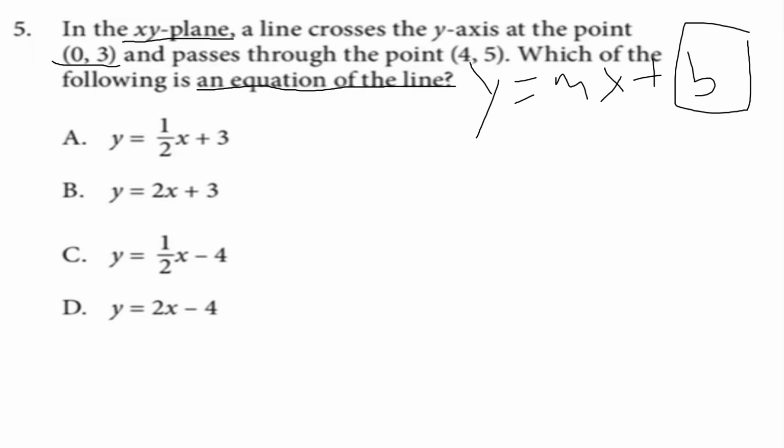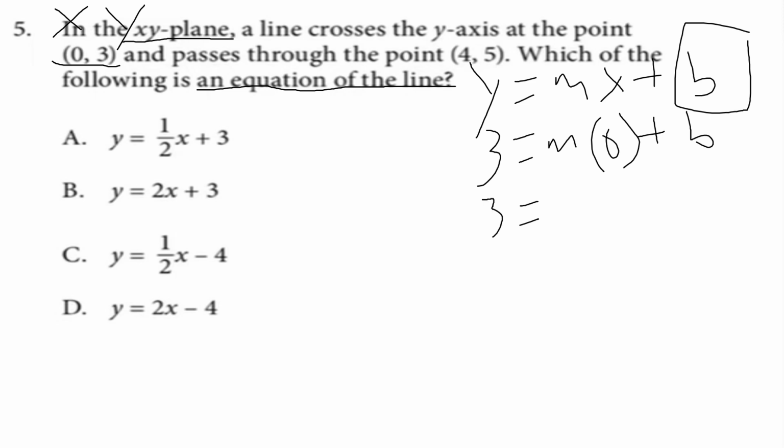So what we're going to do is the x is 0 and the y coordinate is 3. We're going to plug those numbers in here. We have m times 0 plus b. And we know that 3 equals 0, because that's what that is, plus b. If you want to get b by itself, you can just subtract 0 from both sides. That's going to give you 3 equals b. So we know the y-intercept is 3, (0, 3).